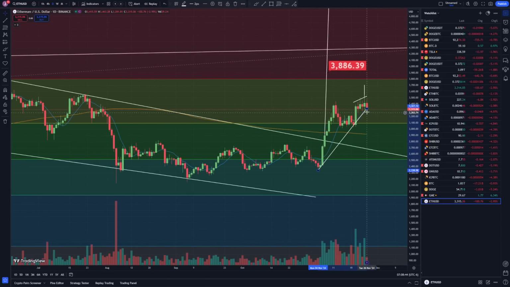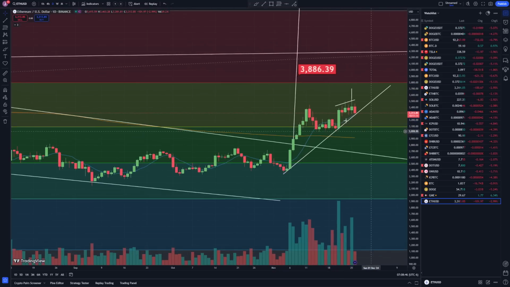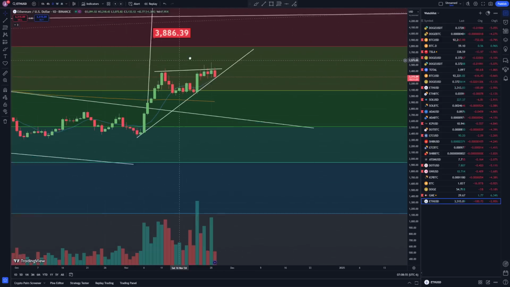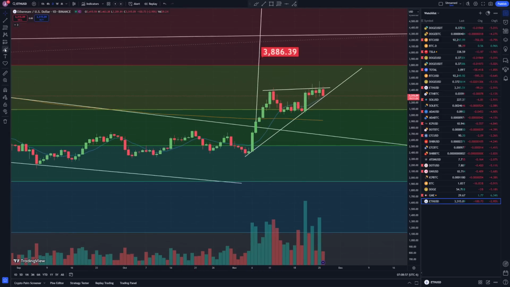So we have support, something like this, and then we have a top, something like this. Let me just do some quick technical analysis. All right, so here's what I'm looking at on Ethereum. We haven't broken this trend line quite yet, but let's see what happens. We have support giving me this trend line.